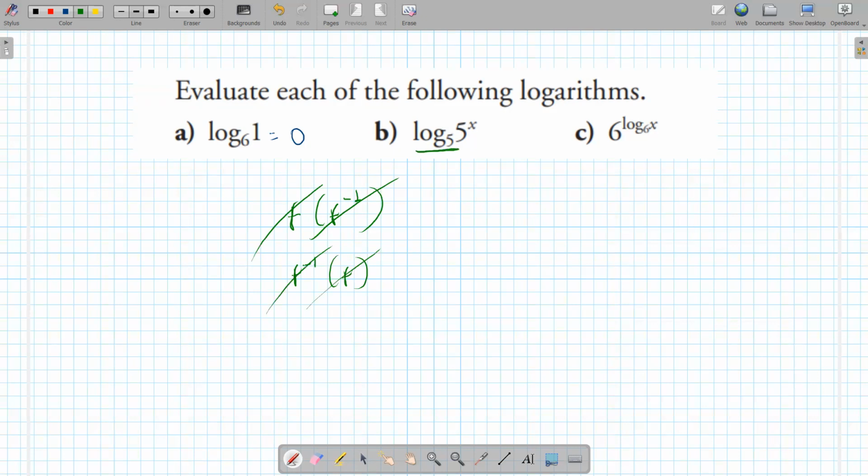So log base 5 of x is the inverse of 5 to the power of x. So this log base 5 and this 5 cancel each other out. The answer is x. What's the answer to C? It's the same kind of idea. Just the order is flipped.